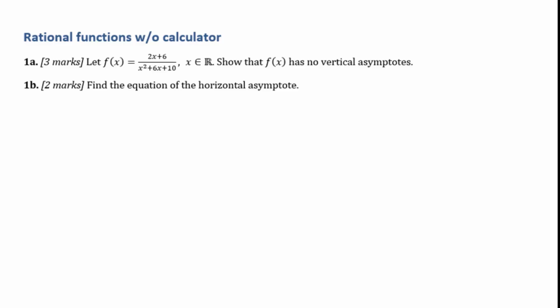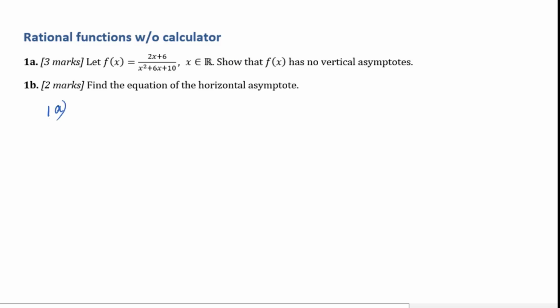This video is about rational functions. 1a. Let f of x equals 2x plus 6 over x squared plus 6x plus 10, where x is all real numbers. Show that f of x has no vertical asymptotes.